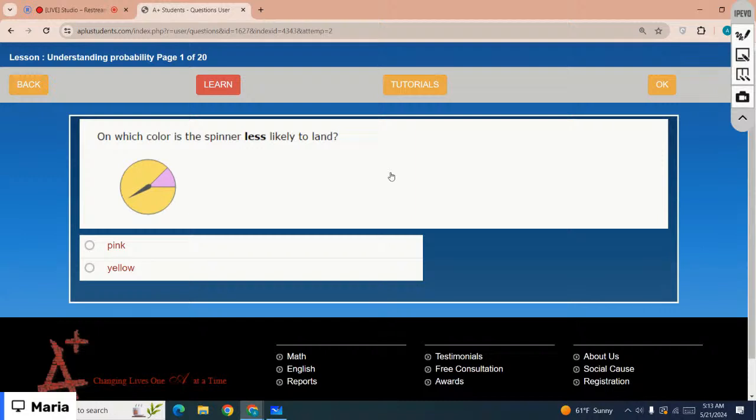On which color is the spinner less likely to land? So which is the correct option? The one that has the less portion is the one on which the spinner is less likely to land. So the spinner has two colors, pink and yellow. The pink is the very small portion, so it is less likely to land on pink. The correct option is pink, right?